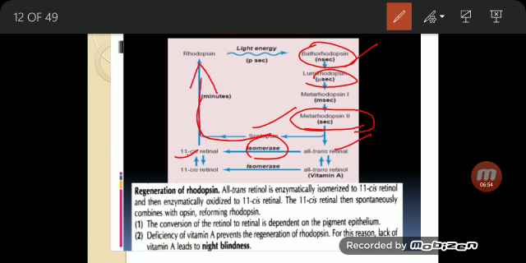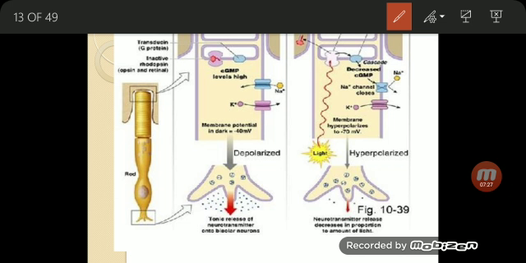There exist two states in rods, that is, this is the dark state and this is the light state. Dark state means it is the absence of light, and light state is the presence of light. Okay, during the dark state, imagine this as a rod and this is a membranous disc, and you have the rhodopsin pigment, and this is transducin, that is a protein.